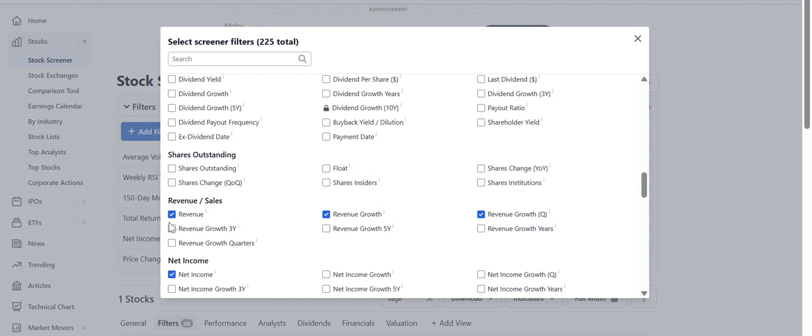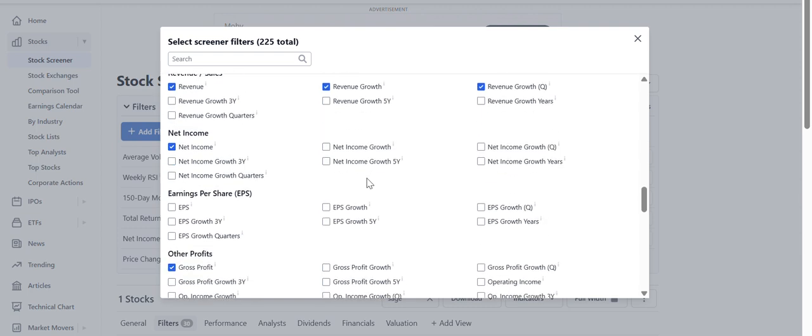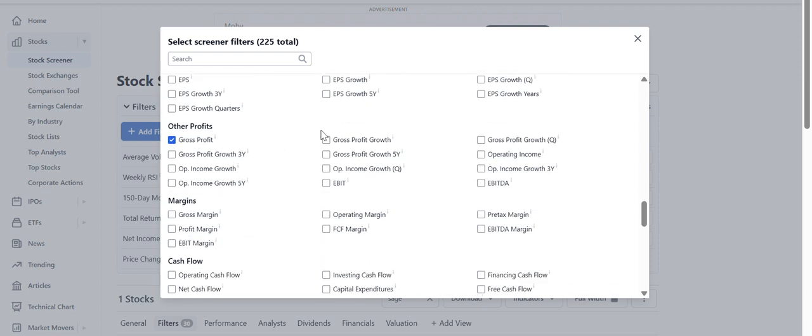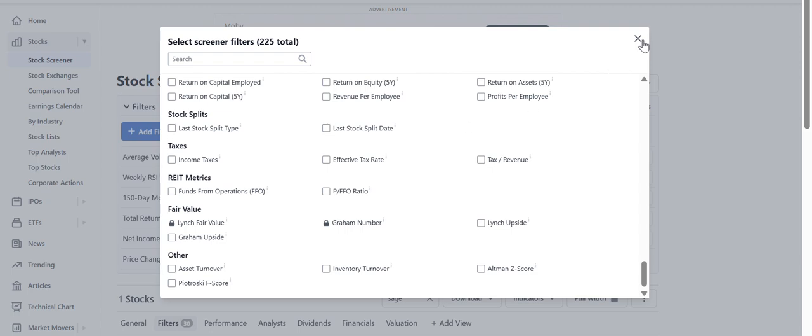And then also we look at the revenue growth and revenue growth on a quarterly basis. And then we look at the net income. So what is left over after they've paid out everything, the profit, and the gross profit. So we look at these mainly when we're looking at, say, investing rather than trading.